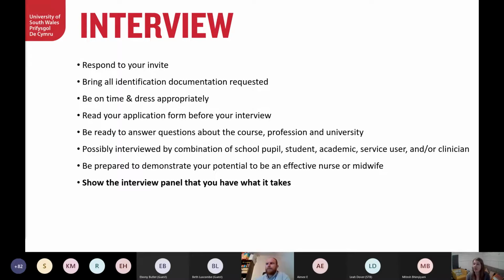There might not just be me on the interview panel. Ollie said earlier he was in with ODP interviews the other week. So we do sometimes use a panel of people. So we'll use service users, we'll use clinicians. There's some schools that we use, so we'll use some school pupils, we'll use other academics within the school, and we'll use our students as well, our other student nurses. So it may be a combination of people on the panel. So be prepared to answer questions from everybody.